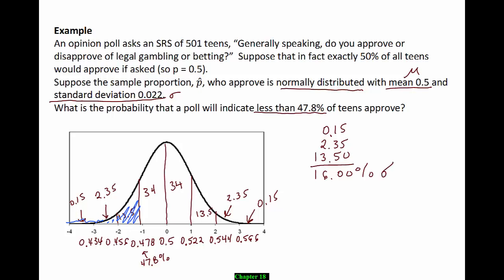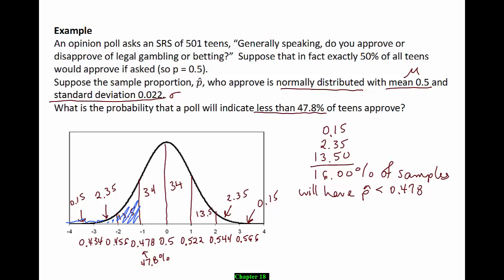Or we'll have p hat less than 0.478. Or we could change it to a probability, which would be 0.16.